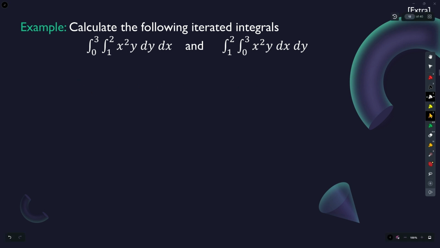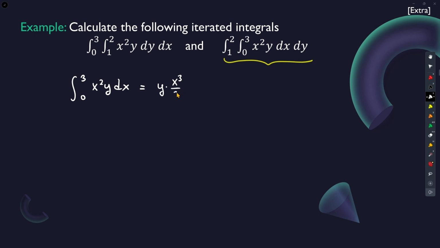I'm doing this double integral over here, this iterated integral. So I'm going to start with the inside of the integral. That's the integral from 0 to 3 of x squared y dx. With respect to x, that is y times x cubed divided by 3, because that's the integral of x squared. y is a constant with respect to x, between 0 and 3. And between 0 and 3, I get y times 3 cubed divided by 3 minus y times 0 cubed divided by 3. So that is 9y.